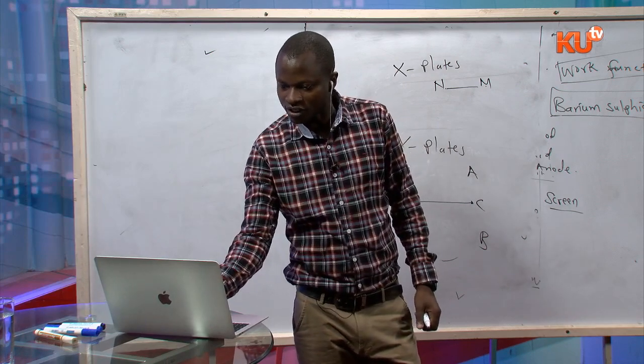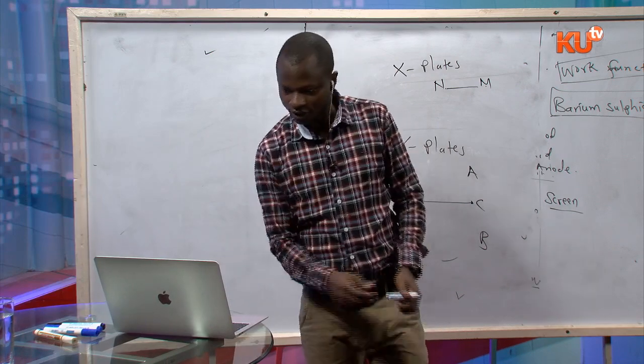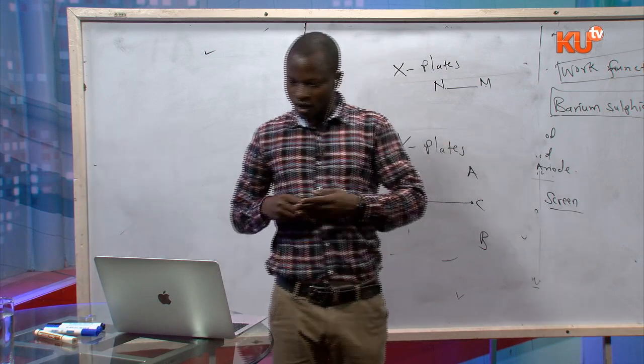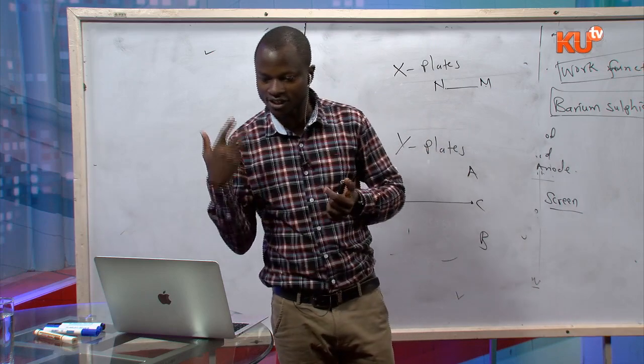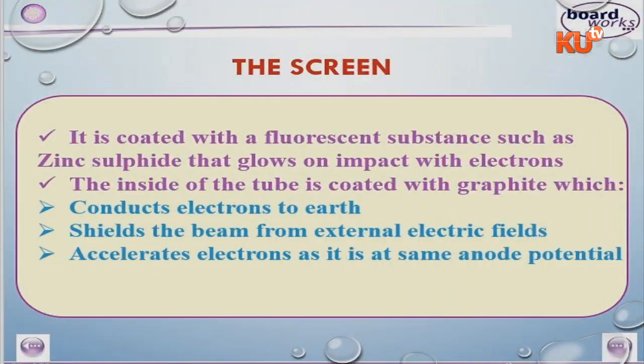Now if we talk about the screen shortly, the screen is coated with what? A fluorescent substance such as zinc sulfide, which glows on impact with electrons. The work of the screen is simply to show us that something has happened. So the stream of electrons has hit the screen, so it will glow like that.